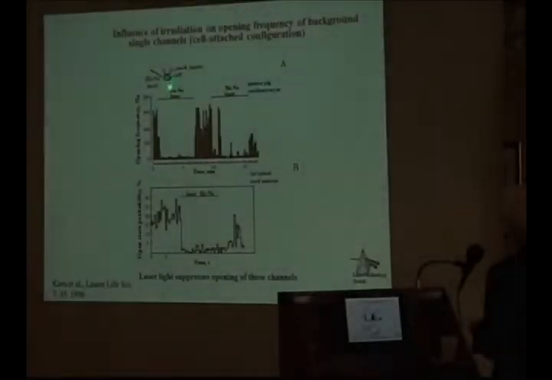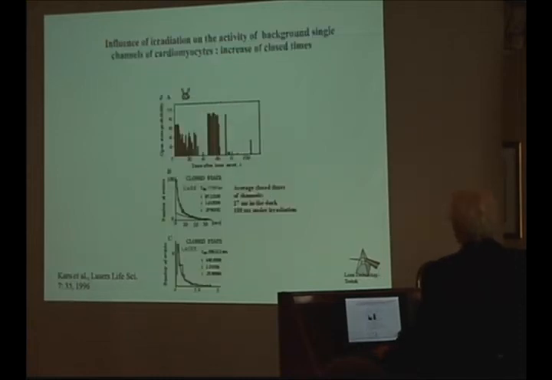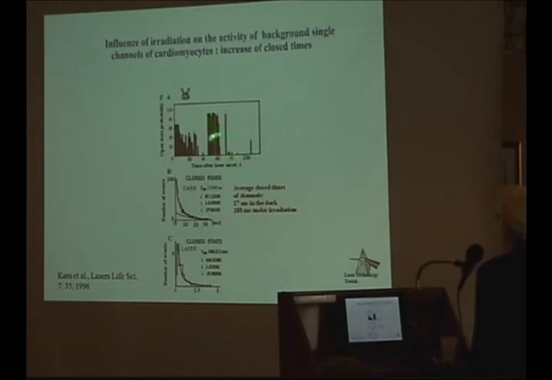In this case, when the cellular membrane was not ruptured, the cell was whole, we got responses in different neurons and cardiomyocytes. But again, we were not very heavily involved in this, so we were not able to interpret it. But at least we were able to show that laser light suppresses opening of some channels in the cell membrane under irradiation with a helium neon laser. And we were even able to measure the time changes under irradiation.